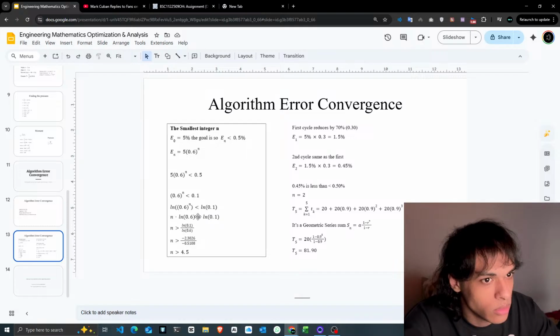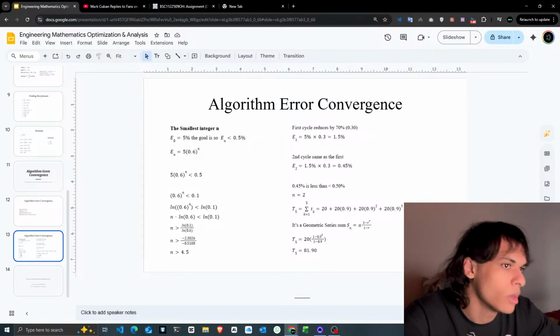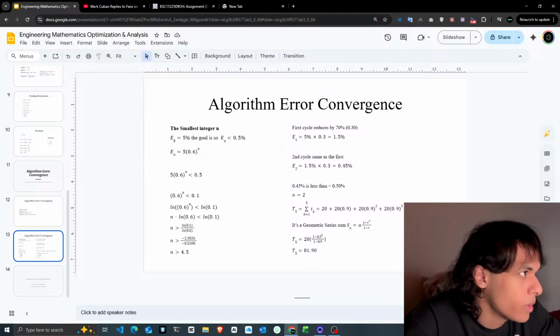Since they're negative numbers, when we take this to the other side without changing the sign, we have to flip the inequality, okay? So flipping the inequality, we get n should be bigger than ln 0.1 over ln 0.6, and we get that n is bigger than or equal to 4.5, okay?